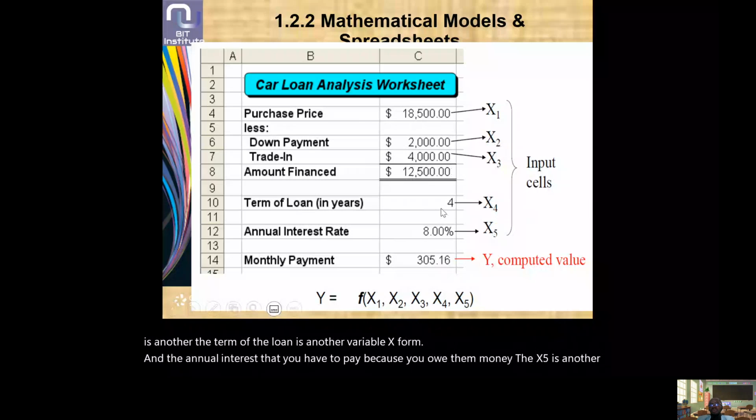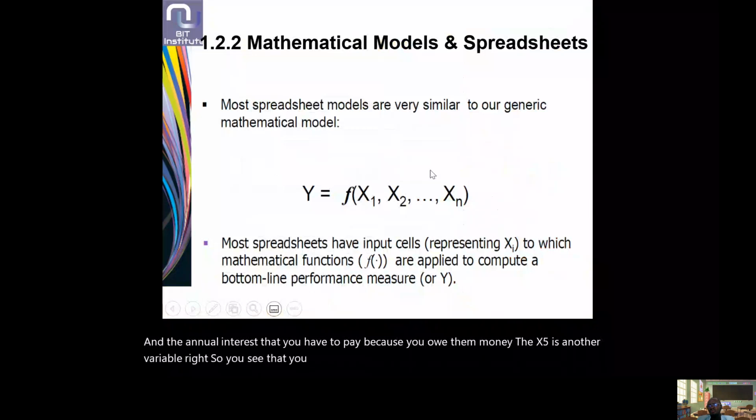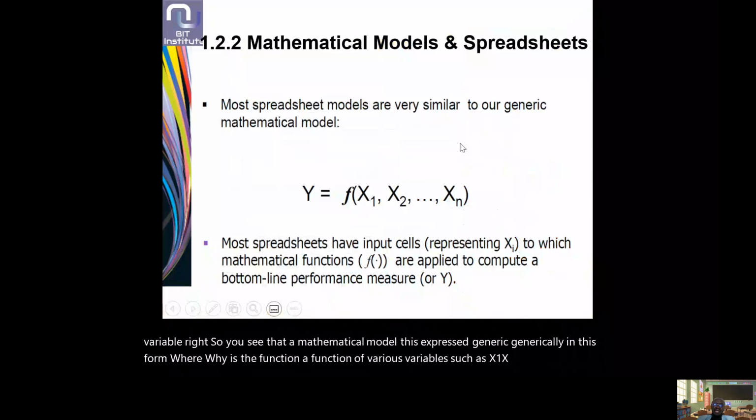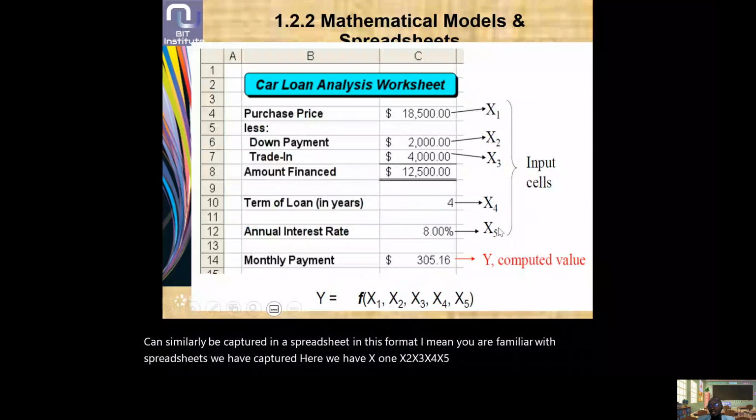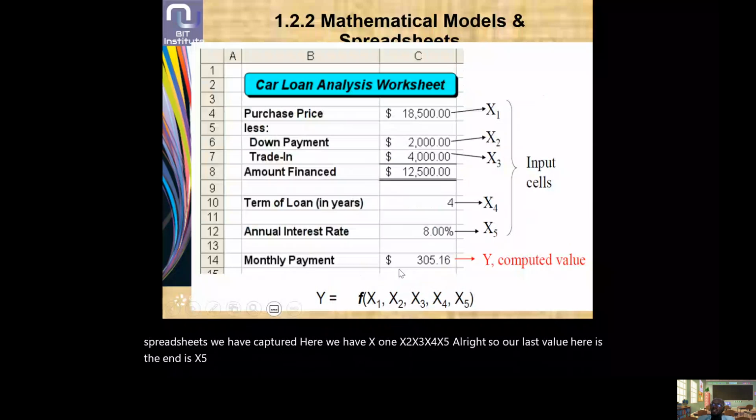So you see that a mathematical model like this, expressed generically in this form, where Y is a function of various variables such as X1, X2, up to Xn, can similarly be captured in a spreadsheet in this format. I mean, you are familiar with spreadsheets. Here we have X1, X2, X3, X4 to X5. Our last value, the N, is X5, while our Y is the monthly payment that we need to commit to the seller every month.